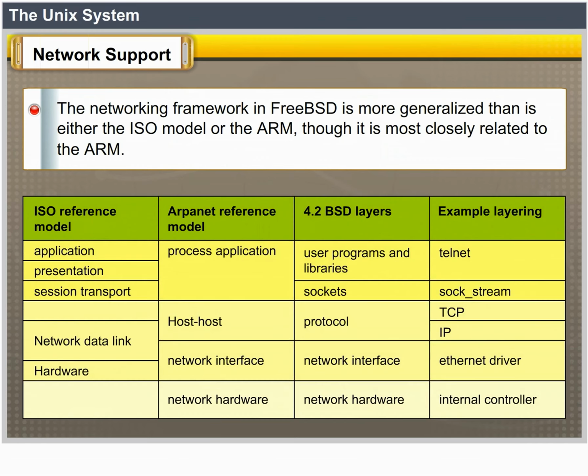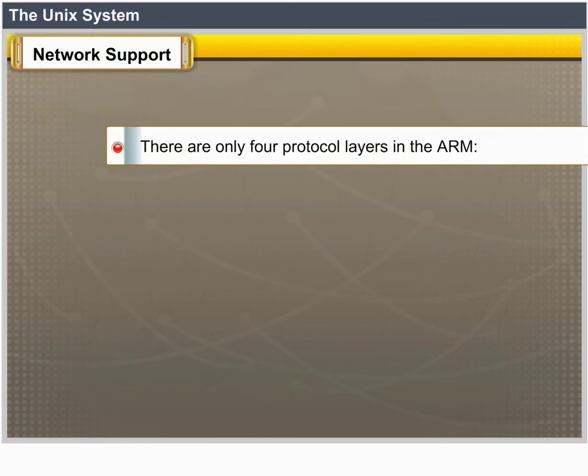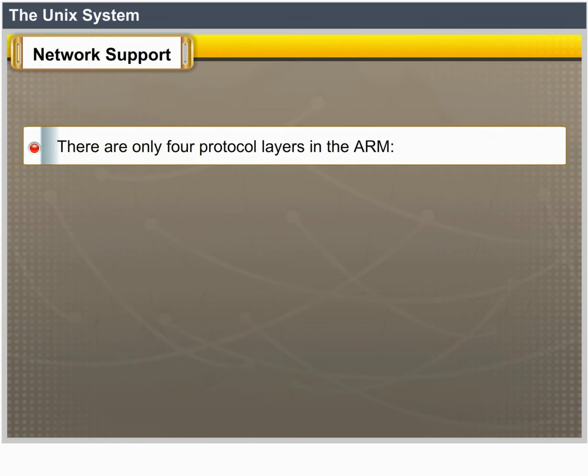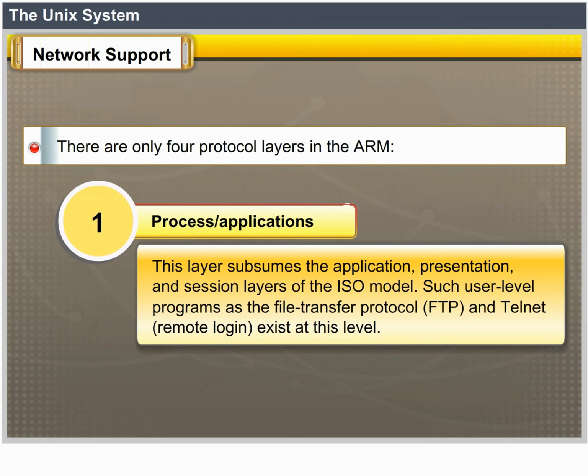The networking framework in FreeBSD is more generalized than is either the ISO model or the ARM, although it is most closely related to the ARM, as shown in the figure below. There are only 4 protocol layers in the ARM. Process applications. This layer subsumes the application, presentation, and session layers of the ISO model. Such user-level programs as the File Transfer Protocol (FTP) and Telnet remote login exist at this level.